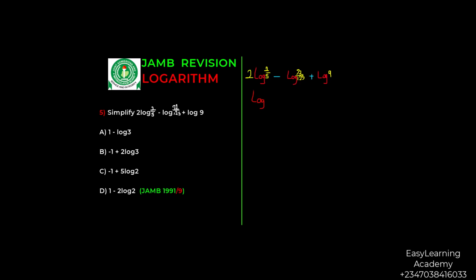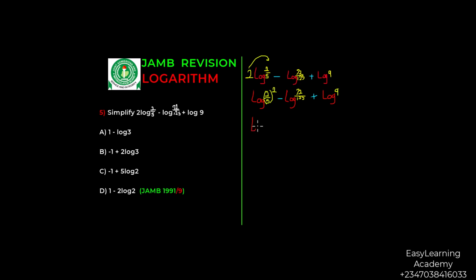We have here 2 log 2 over 5, right? And you know the law of logarithm says if we have a number like this in front, it is the power of the whole of this. So we are going to have everything here raised to the power of 2, and we can bring these other ones down. We continue to solve by opening up this fraction, obeying the power that we have there.